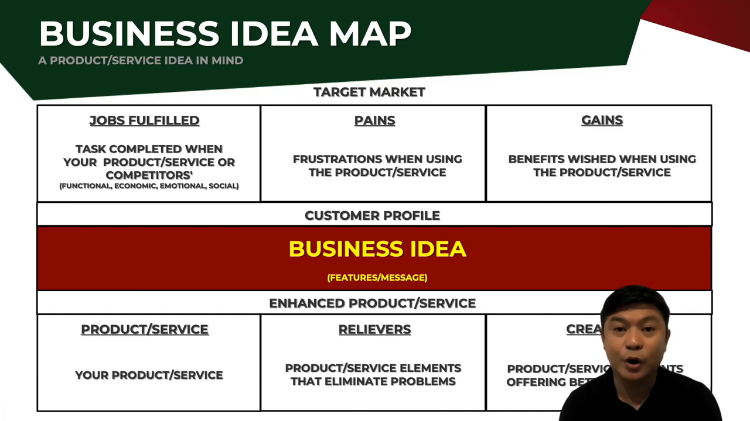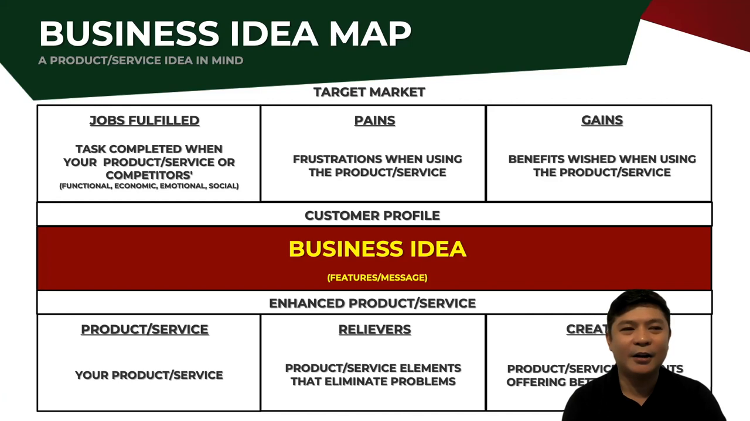It could be functional, work-related, house-related. It could be economic based on savings, based on cost. It can be emotional or jobs that may affect their feelings. And then for social, jobs that may affect others, the perception of others for that specific target market. So emotional and social are tricky jobs to be identified, mainly because you need to have vast experience in dealing with a certain target market, or you have a capability in identifying those.